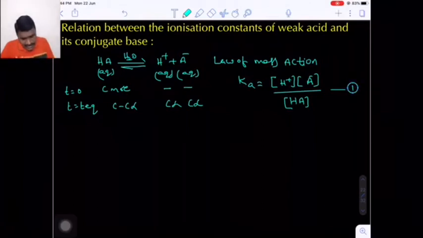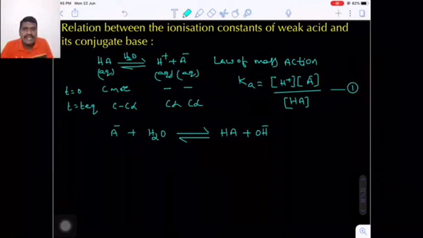Okay. Now here, if you see, A minus is the conjugate base of the corresponding acid HA. This A minus has a tendency to accept the proton from the water, because the conjugate base has a tendency to accept the proton from the water, to give the corresponding acid and OH minus ions. We know the species which produces OH minus ions is called base. Now this is the conjugate base of the corresponding acid. This is acid HA, corresponding conjugate base is A minus.